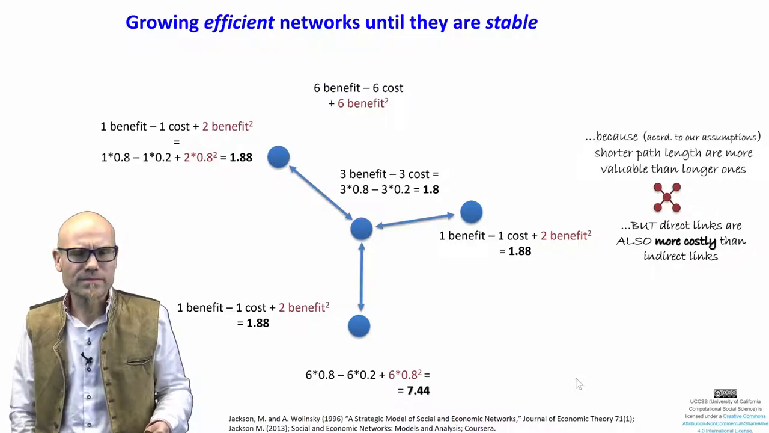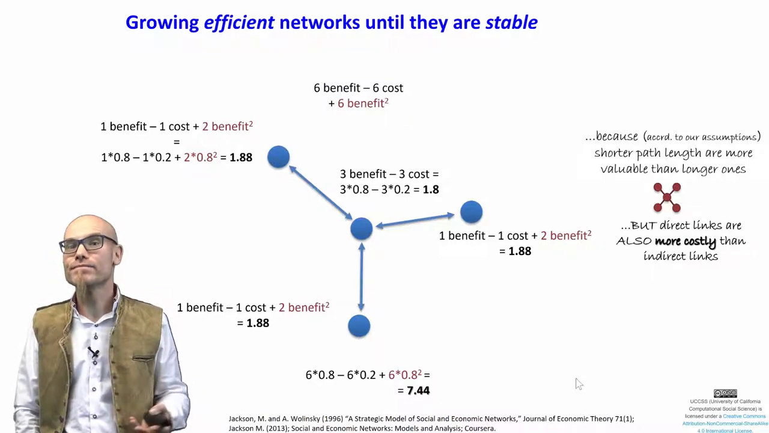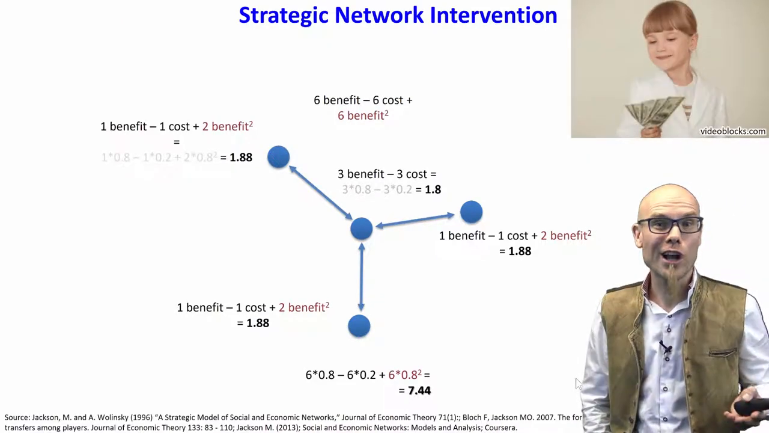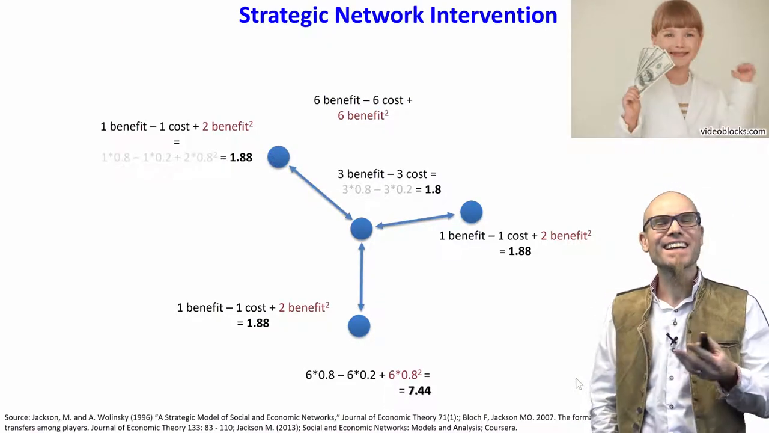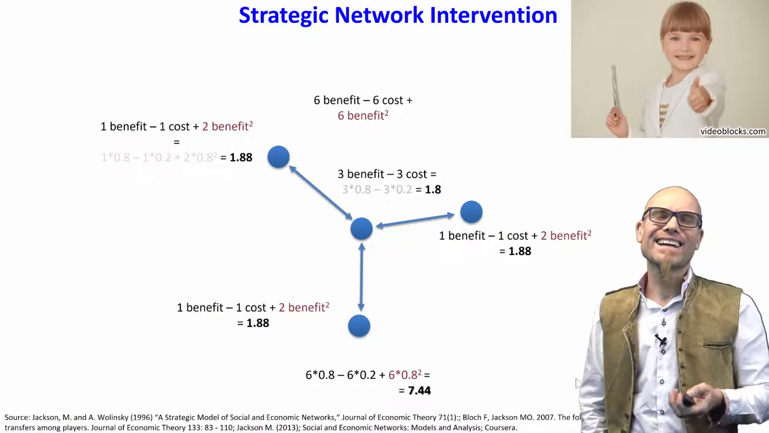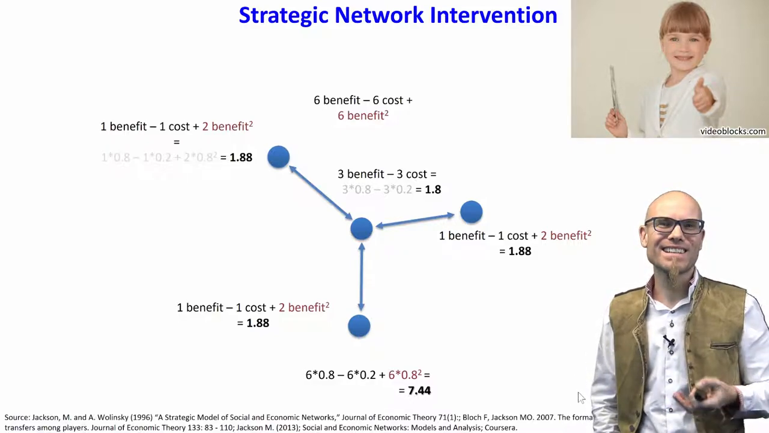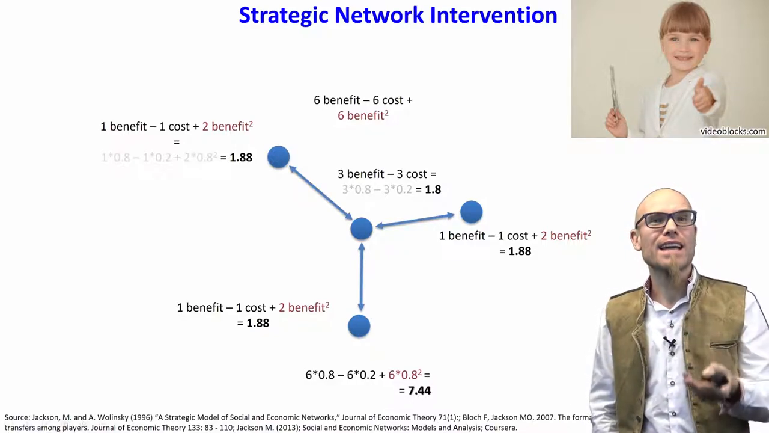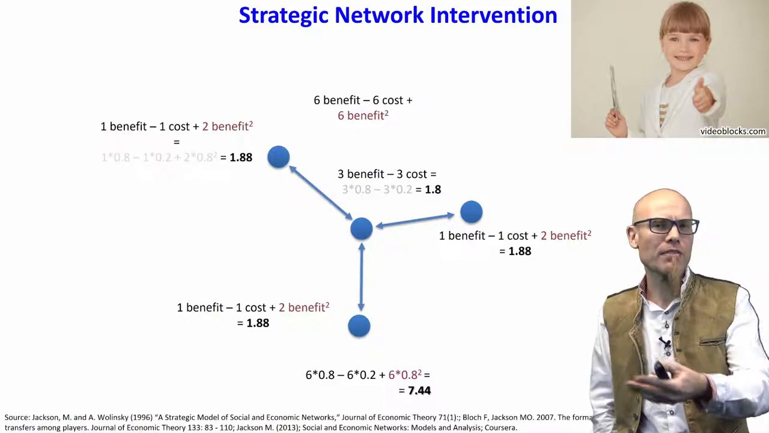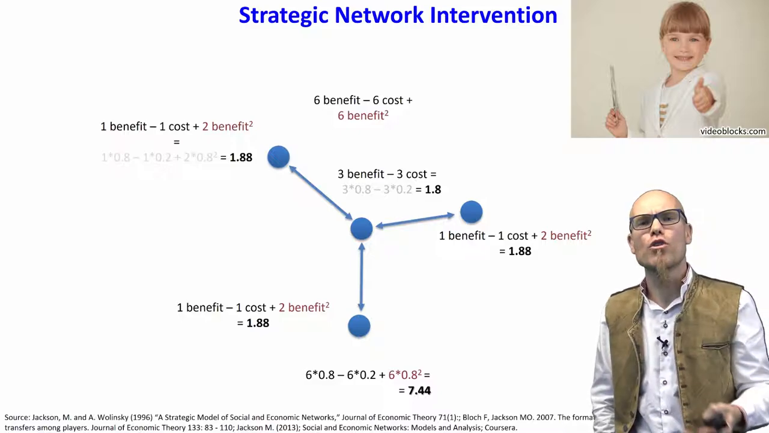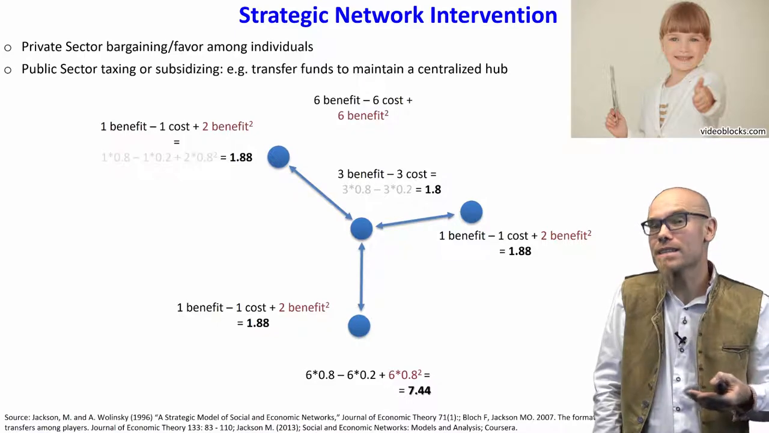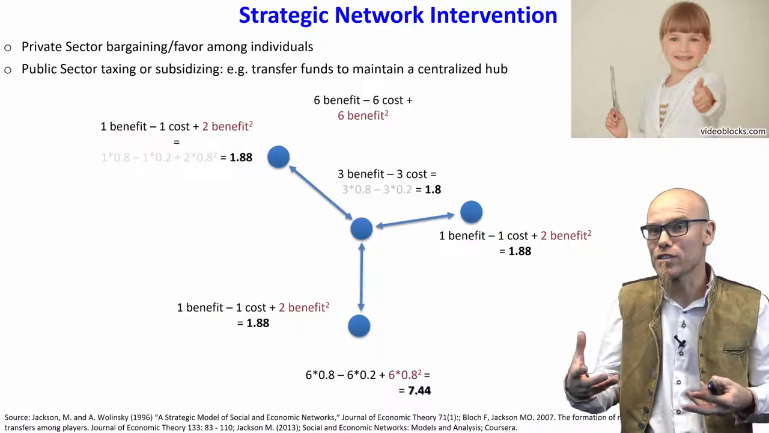So what can we do here? What do you think could be done? Well, nothing that a little money couldn't solve, right? So basically, we bribe the one in the middle. Formally, if we have a private sector, a private sector negotiation would then happen, like a bargain, a favor among individuals, and we basically would reimburse the middle one for these extra efforts that the middle one is doing.